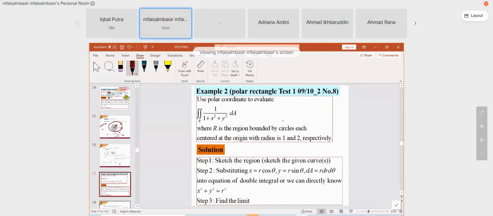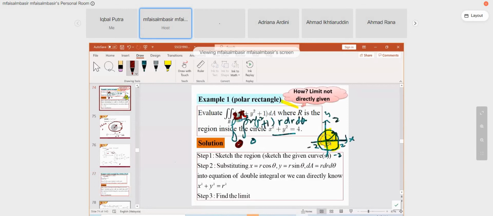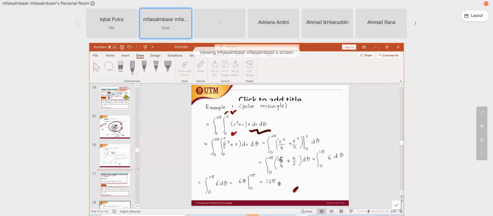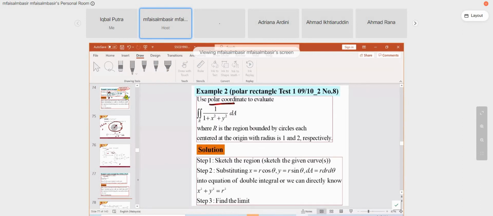Let's do three other examples so that you are familiar with the cases. So like this, use polar coordinates. For this question, actually you have a choice to use rectangular, but rectangular will be so hard to solve this problem. So for this, okay, directly change this.